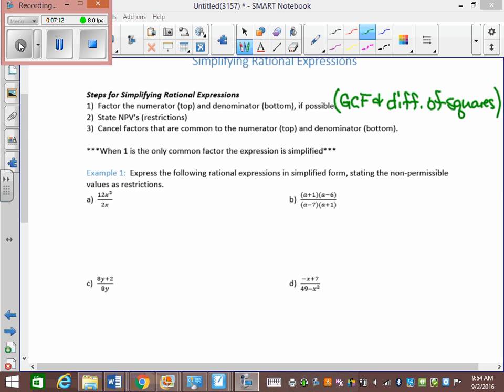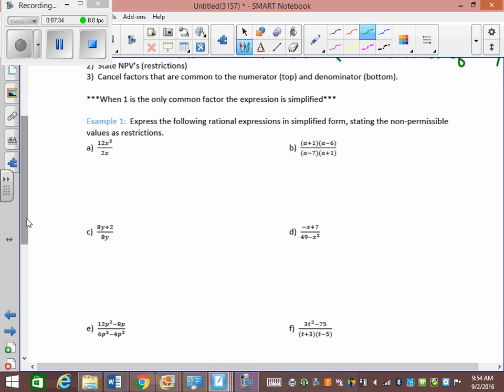If you say them after you cancel, you're missing one of those values that would make the denominator 0 at the very beginning. You always have to state non-permissible values before you cancel. Always. Anytime, or not. Okay? So, express the following rational expressions in simplified form, stating the non-permissible values. You'll be stating non-permissible values like crazy, so by the end, it'll just be part of your routine.